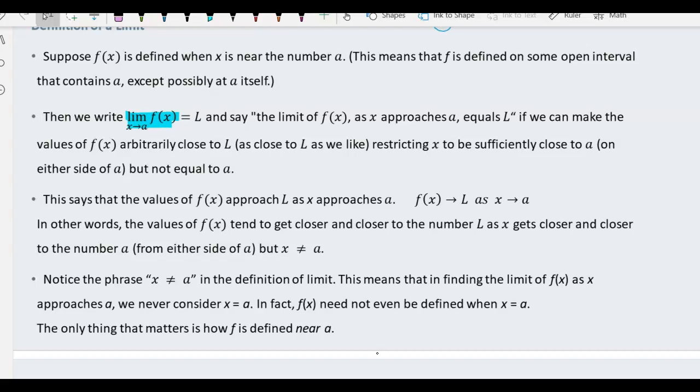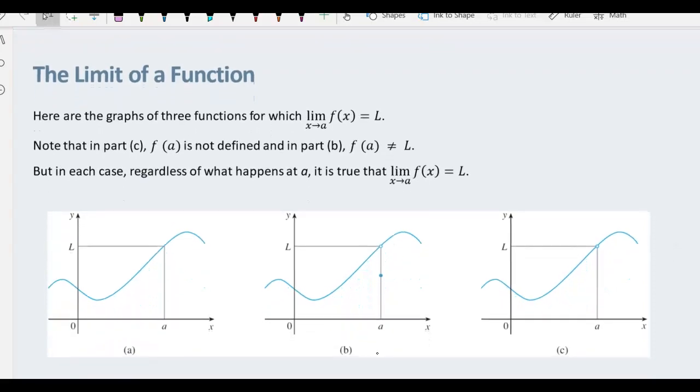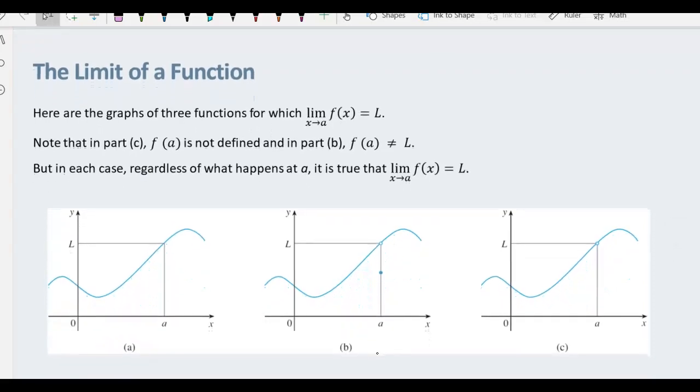There's a lot of text here, and I want to come down to show you a picture of what this is talking about. It's talking about how the y values are changing as the x values are changing. That we have the y values closing in on a particular value as the x values are closing in on a particular value, in this case a. So here are 3 pictures of what we're talking about. L is the output value for the function. We're going to call that the limit.